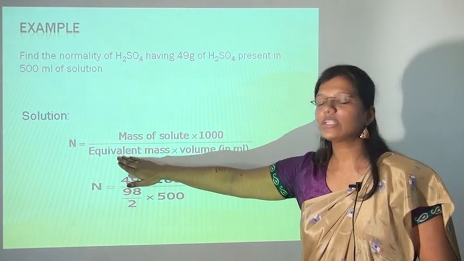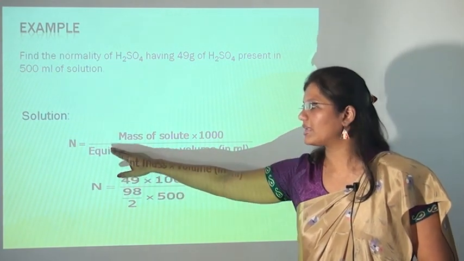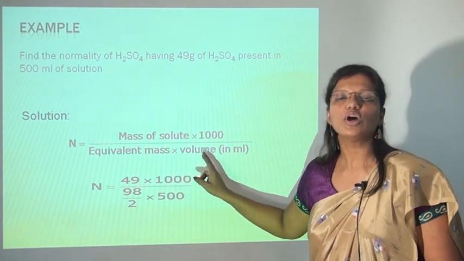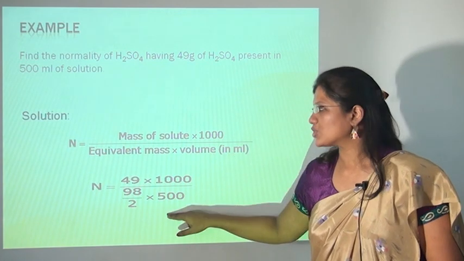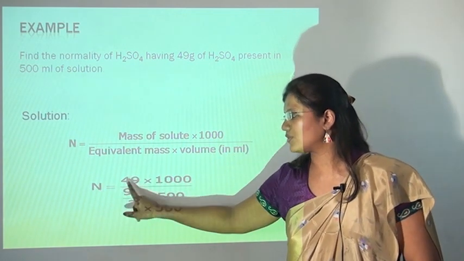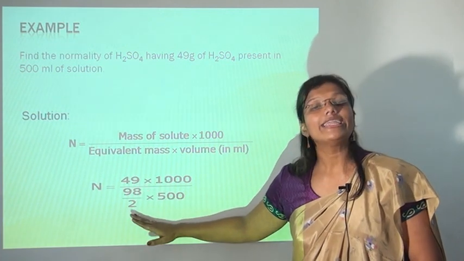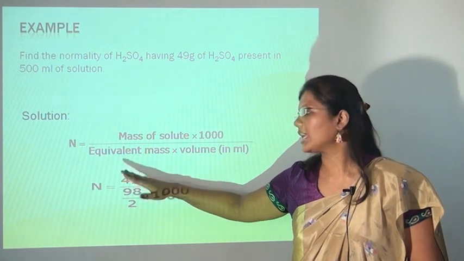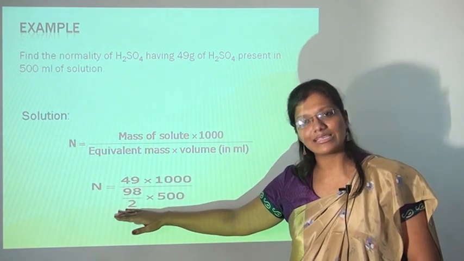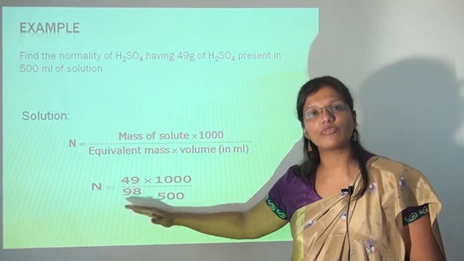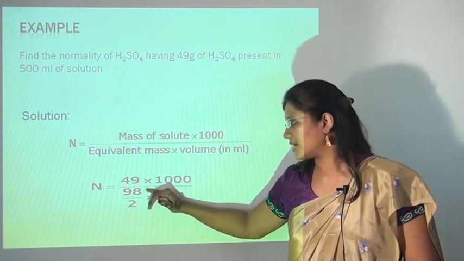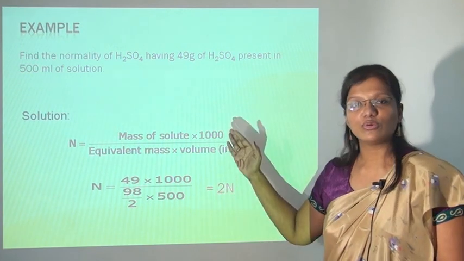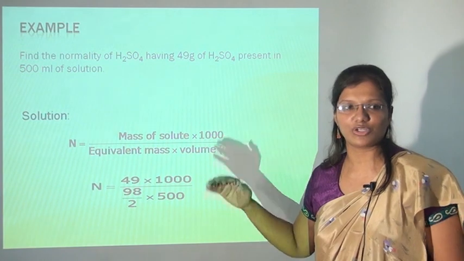As we know, the formula of normality is capital N equal to mass of solute into 1000 divided by equivalent mass into volume of solution in ml. Putting in the values, capital N is equal to 49 into 1000 divided by 98 by 2 into 500. The equivalent mass is calculated as the molecular weight divided by its acidity. Since this is H2SO4, we divide by 2, and in that way we get our value, that is 2 normal. So the solution is a 2 normal solution.